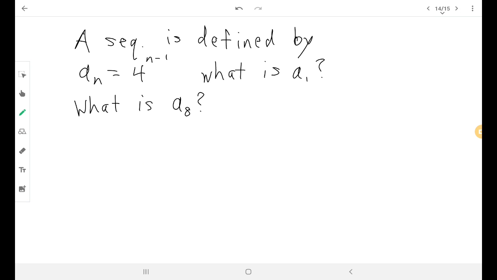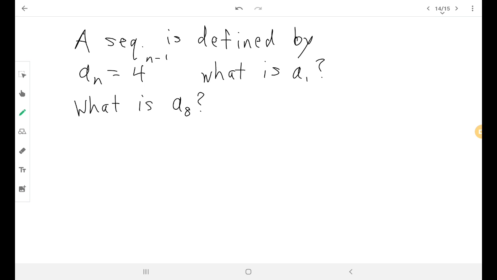A sequence is defined, and these are all geometric sequences, by the way. A sequence is defined by a sub n equals 4 raised to the n minus 1 power. What is a sub 1? What is a sub 8? So the first term and the 8th term.